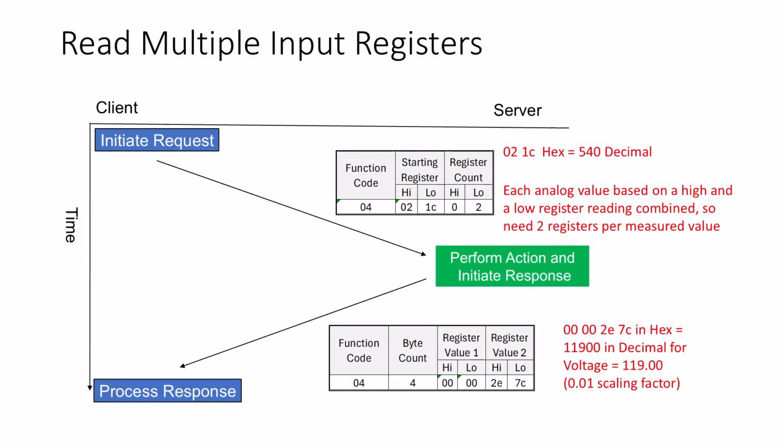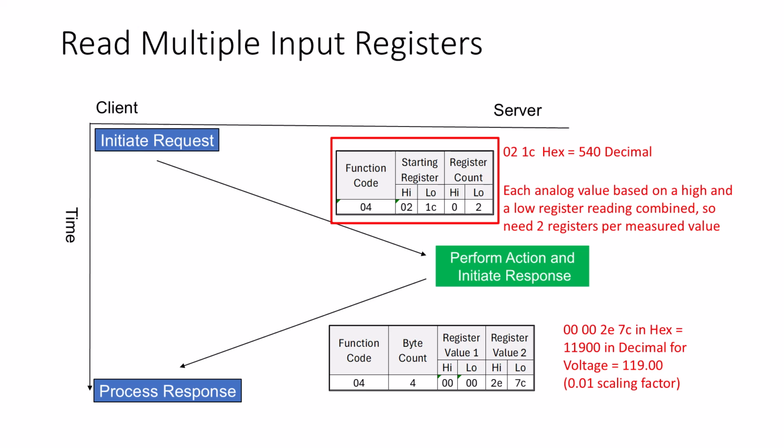This diagram illustrates a Modbus message exchange between the client and server for reading multiple input registers. The client sends a Modbus request with function code 4 starting at register 021C in hexadecimal, which equals 540 in decimal. It requests two registers representing two 16-bit integers that the client will combine into a single 32-bit value.